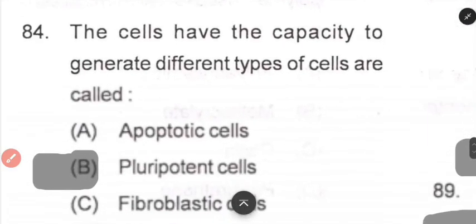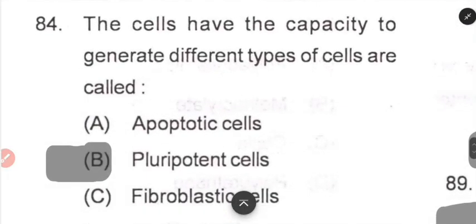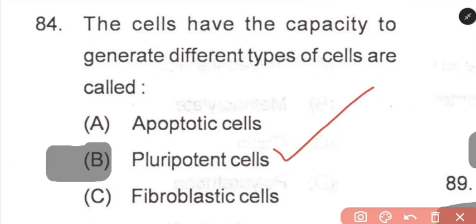The cells that have the capacity to generate different types of cells are called pluripotent cells. We know what pluripotent cells are. Those cells are also called meristematic cells. They have the capacity of pluripotency, so they can convert themselves to different types of cells. That's why they are called pluripotent cells.